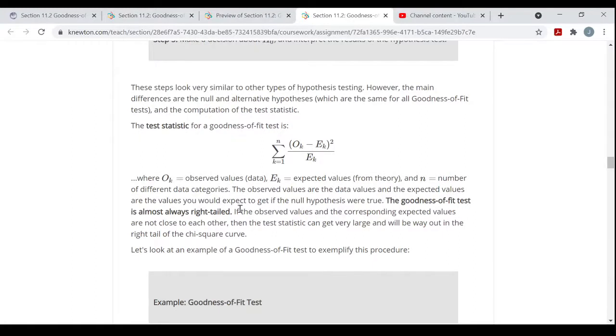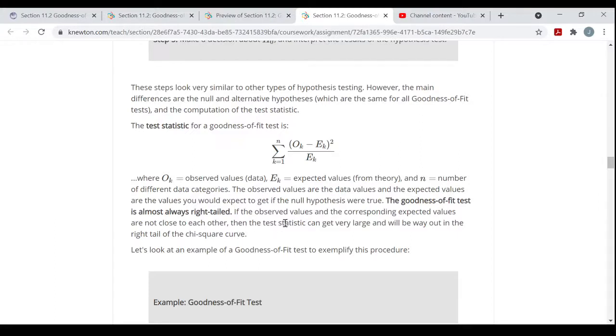The goodness of fit test will use a right-tailed test. It says almost always right-tailed. Every single one of these will be a right-tailed test that we come across, unless they say otherwise, but I'm pretty certain that all of these are right-tailed. If the observed values and the corresponding expected values are not close to each other, then the test statistic can get very large and will be way out in the right tail of the chi-squared curve, and therefore we'd probably be rejecting the null hypothesis.